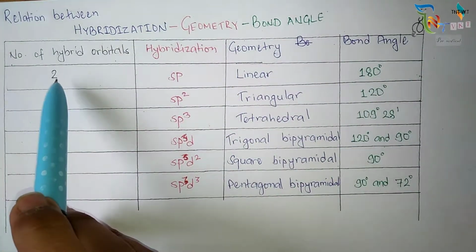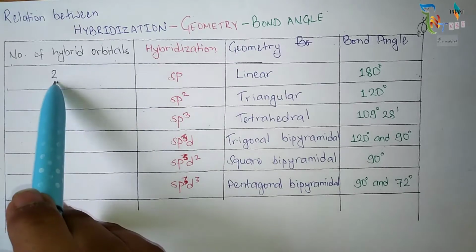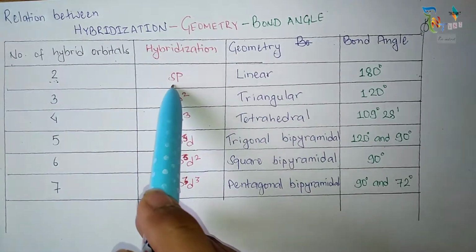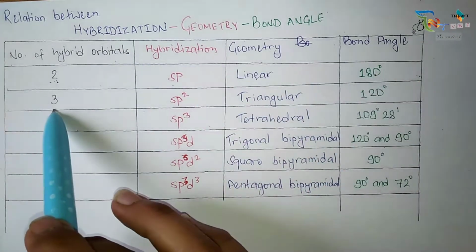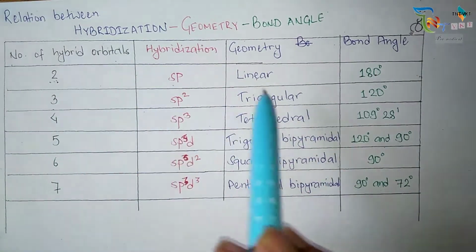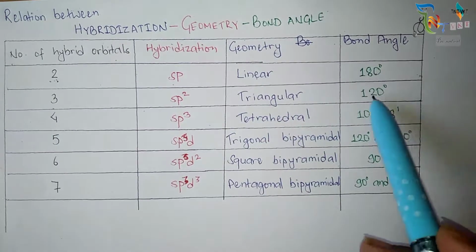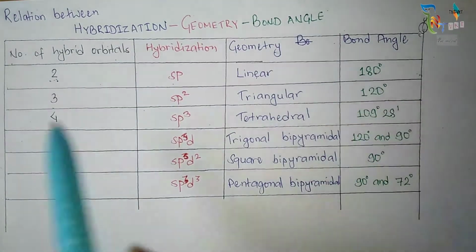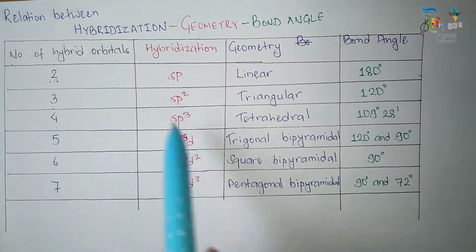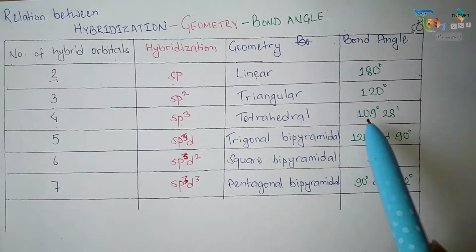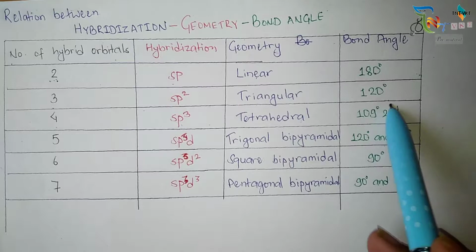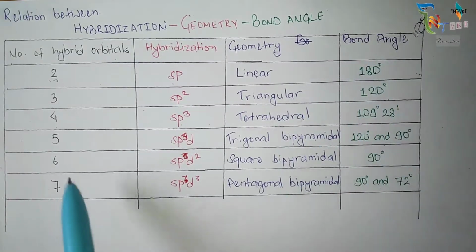Let's see. When the number of hybrid orbitals is 2, it will be sp hybridized, linear geometry and 180 degrees. 3 hybrid orbitals: sp2 hybridization, triangular geometry and bond angle 120 degrees. When the hybrid orbitals are 4: sp3 hybridization, tetrahedral geometry, 109 degrees 28 minutes bond angle.